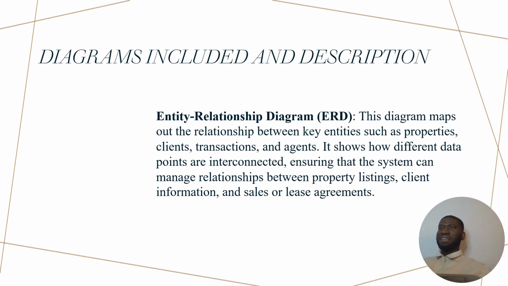And then another diagram that was used in my project is the entity relationship diagram. I couldn't have done without this one, because this diagram maps out the relationship between key entities such as properties, clients, transactions, and agents. It shows how different data points are interconnected, ensuring that the system can manage relationships between property listings, client information, and sales or lease agreements.